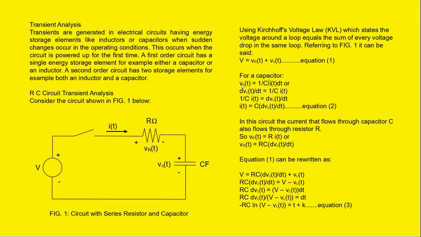Now for a capacitor, we know that VC(t) is equal to 1 over C times the integral of i(t) dt, or dVC/dt is equal to 1 over C times i, or 1 over C times i(t) is equal to dVC(t)/dt, and i(t) is equal to C dVC(t)/dt, which gives us equation 2. So in this circuit, the current that flows through capacitor C also flows through resistor R.